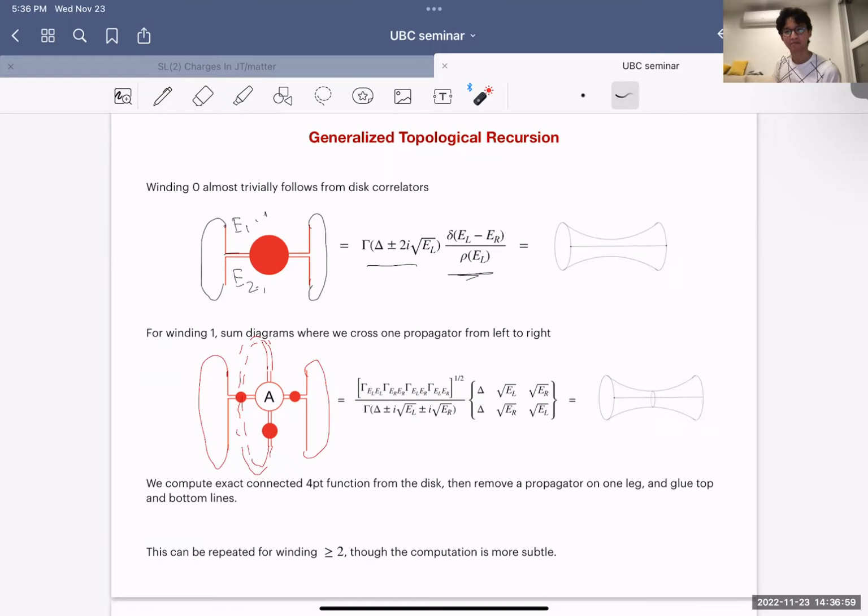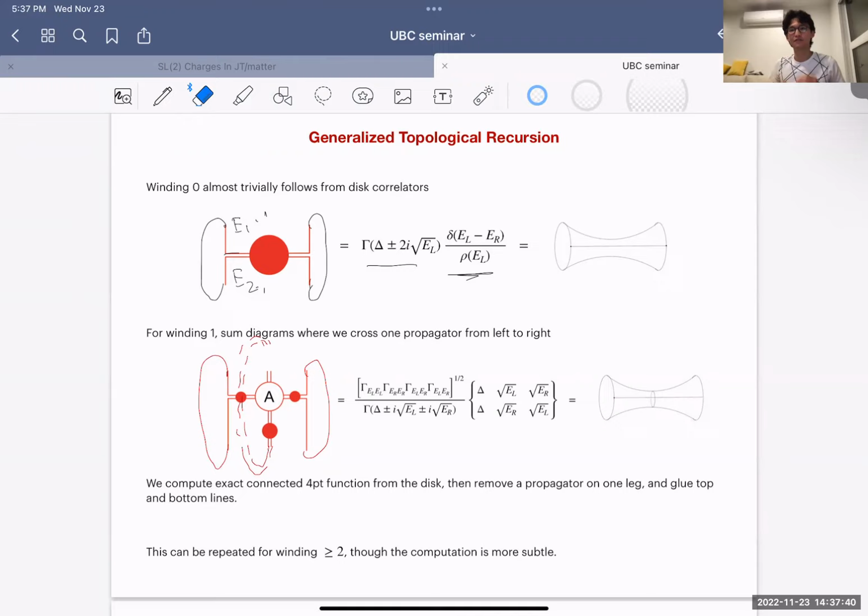Okay, I'm not sure if I explained this very well. This is always the place where I think I'm maybe not doing the best job at explaining this, but the essential idea is that you can get the two diagrams that contribute on the cylinder by taking the exact disk correlator, and then doing some chopping of that correlator and then gluing. So we removed some propagator that was here on the disk. We need to remove it to get something on the cylinder. That's the idea.